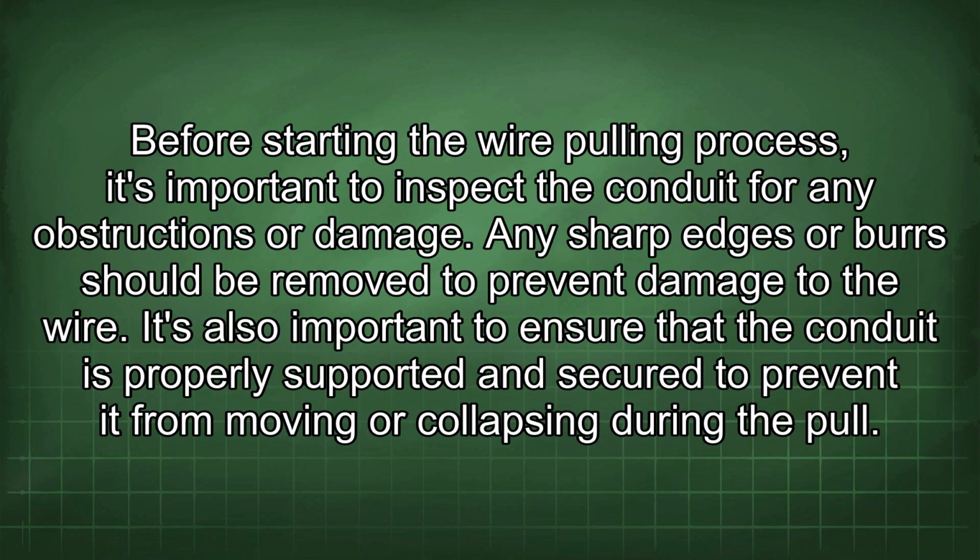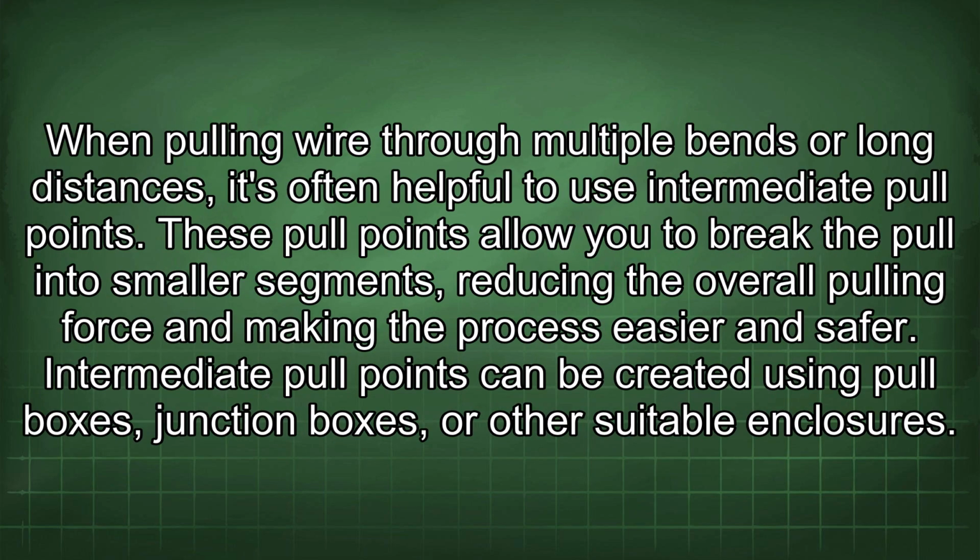Before starting the wire pulling process, it's important to inspect the conduit for any obstructions or damage. Any sharp edges or burrs should be removed to prevent damage to the wire. It's also important to ensure that the conduit is properly supported and secured to prevent it from moving or collapsing during the pull. When pulling wire through multiple bends or long distances, it's often helpful to use intermediate pull points. These pull points allow you to break the pull into smaller segments, reducing the overall pulling force and making the process easier and safer. Intermediate pull points can be created using pull boxes, junction boxes, or other suitable enclosures.